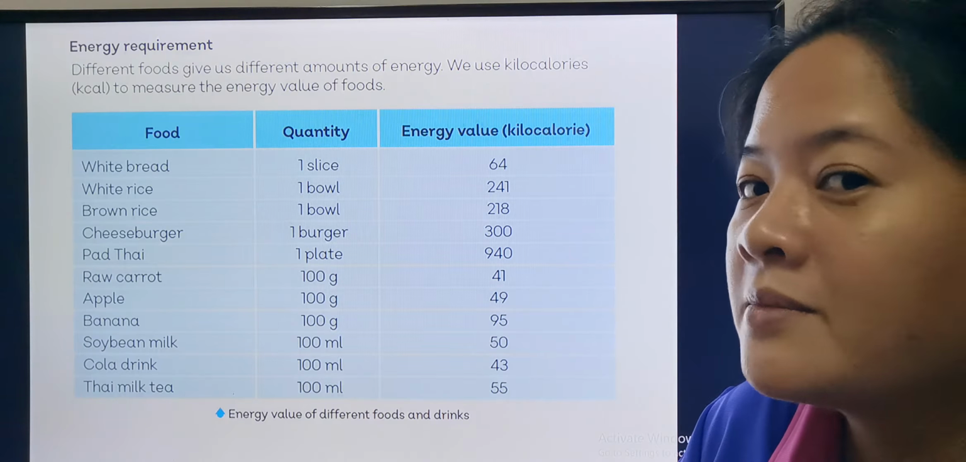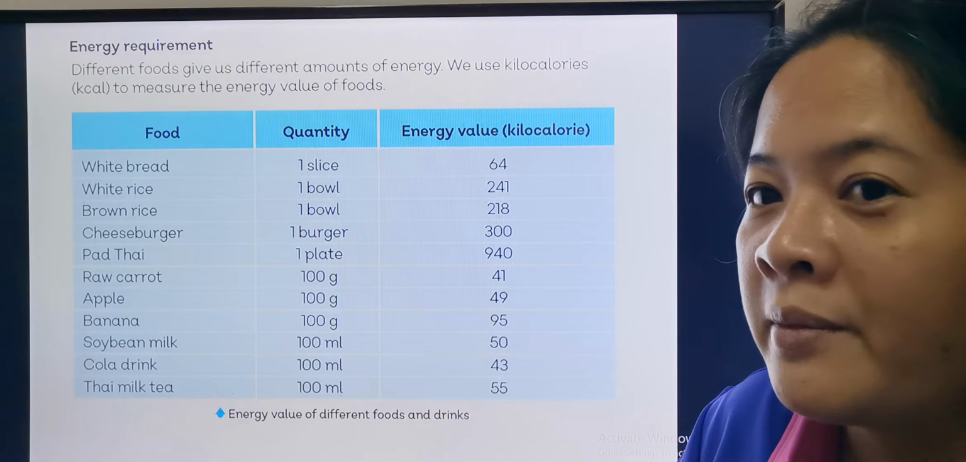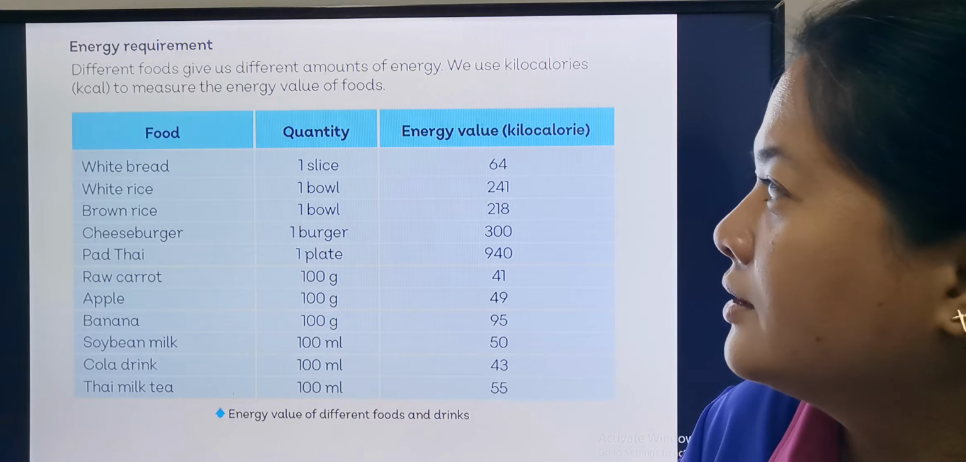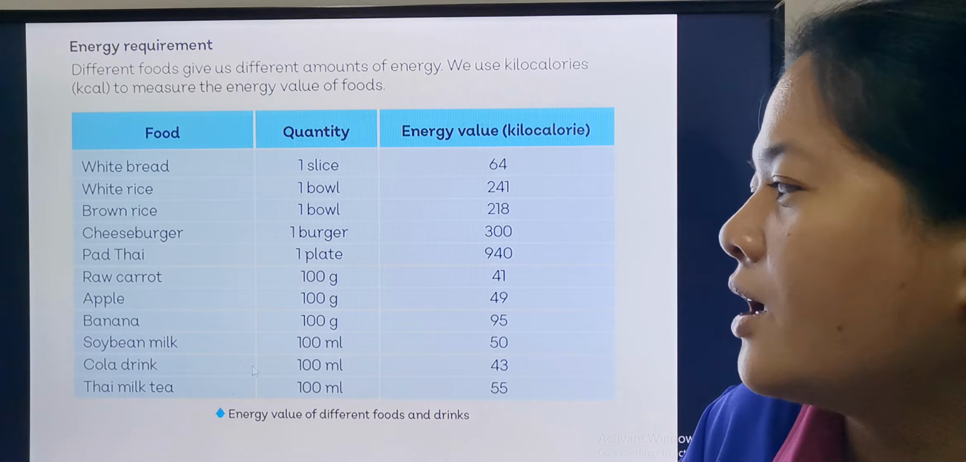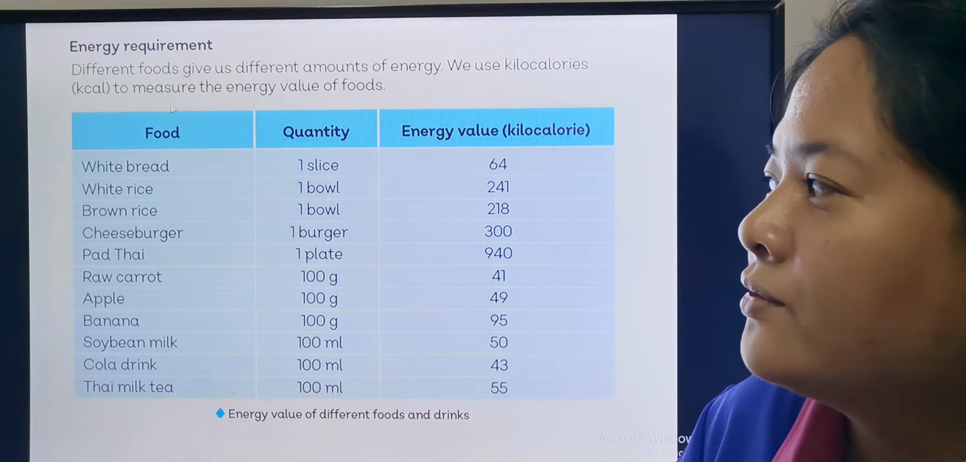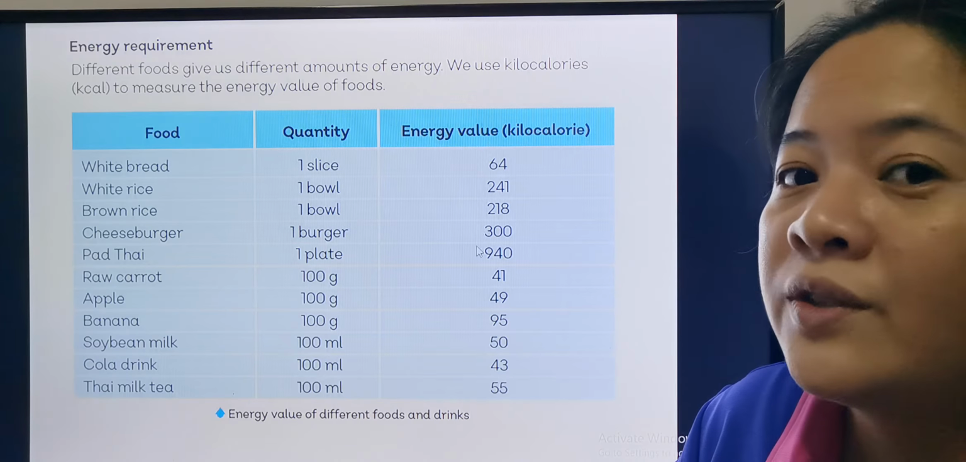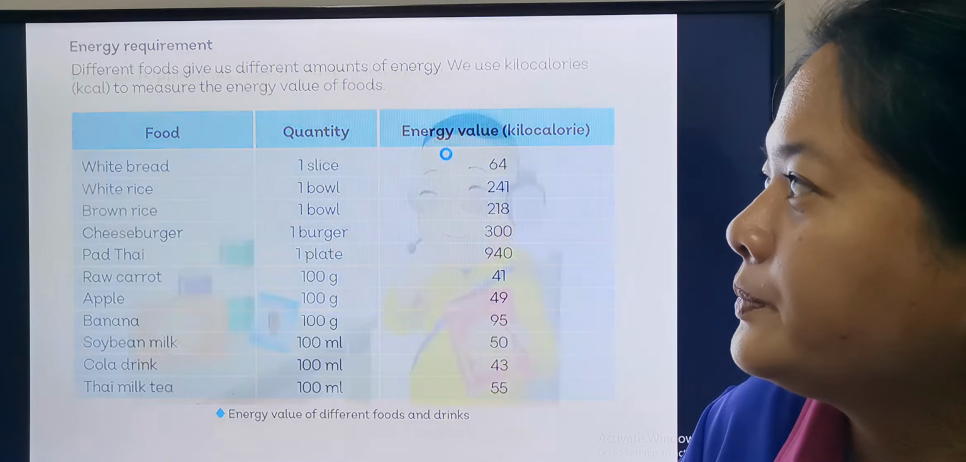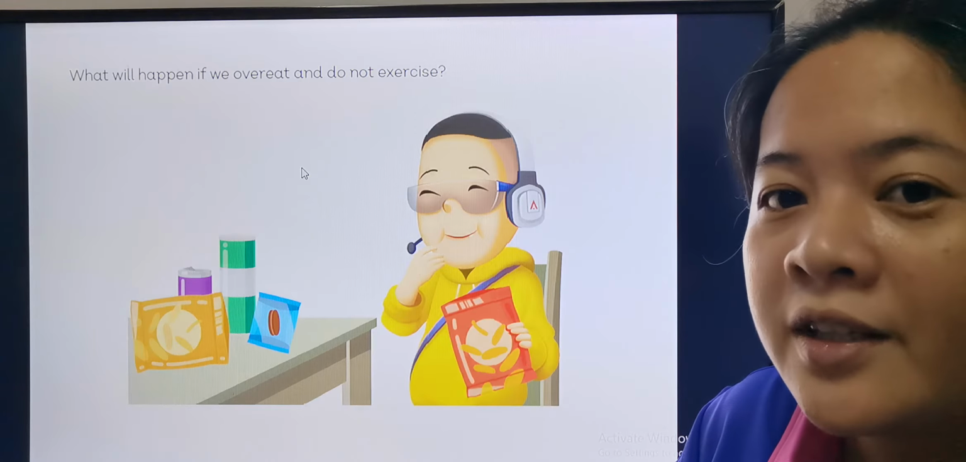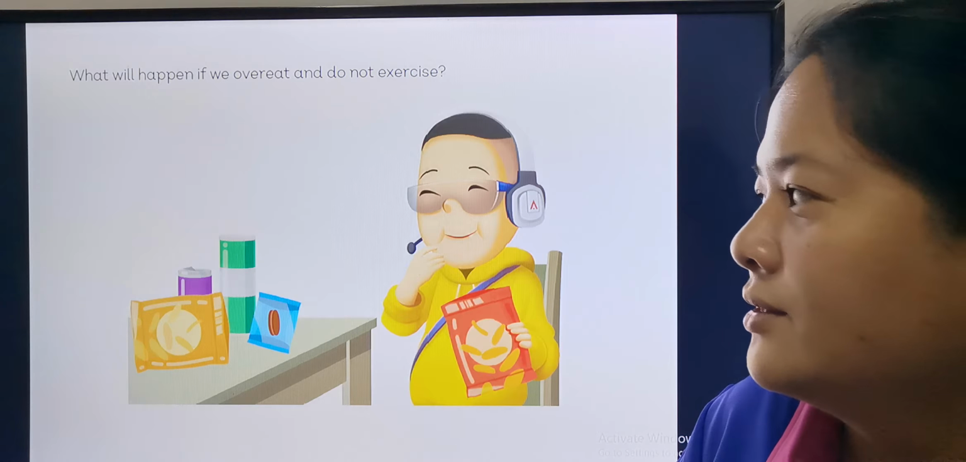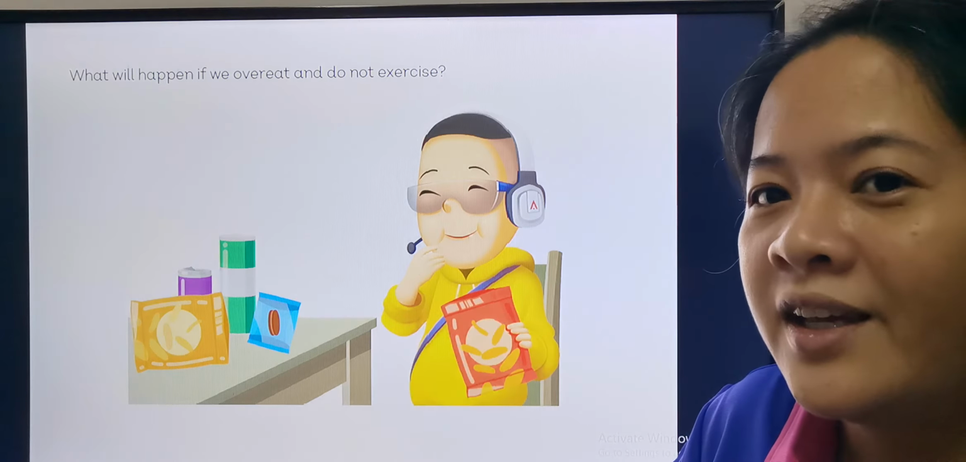And then this is what I'm talking about, the energy requirement. Different foods give us different amounts of energy. This is the table showing different kinds of food have different energy values. What will happen if we overeat and do not exercise? You see, look at the picture.